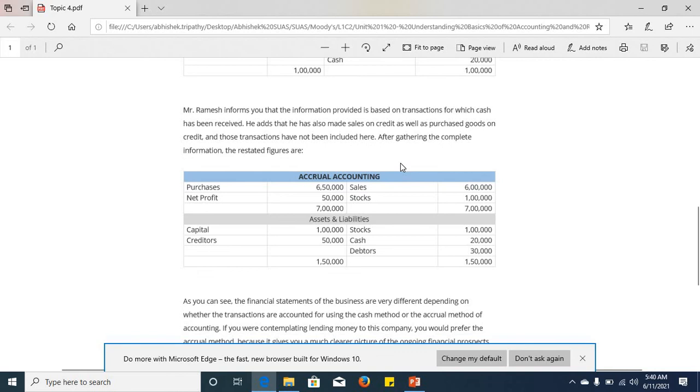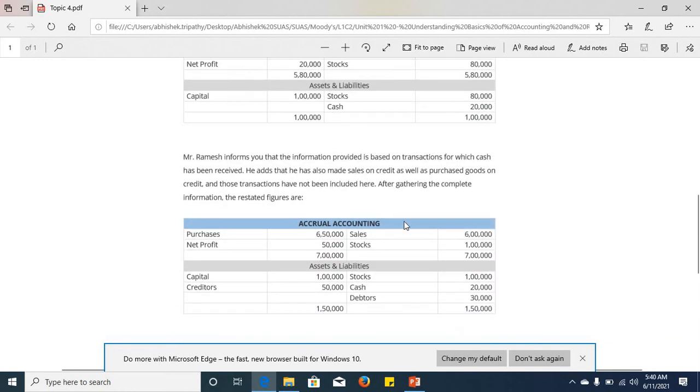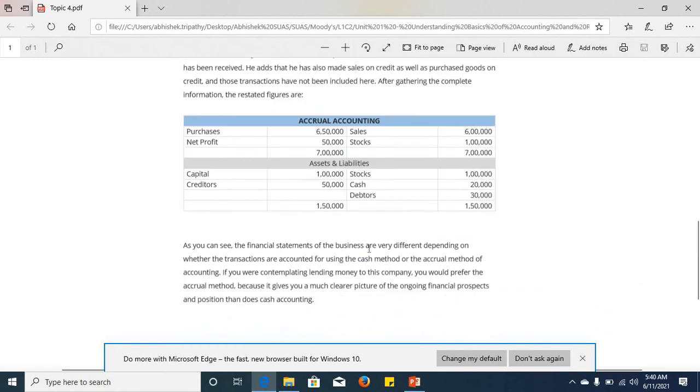Mr. Ramesh informs you that the information provided is based on the transactions for which cash has been received. He adds that he has also made sales on credit as well as purchased goods on credit, and those transactions have not been included here. After gathering the complete information, the restated figures are this. So these are accrual accounting and cash accounting, two different things.